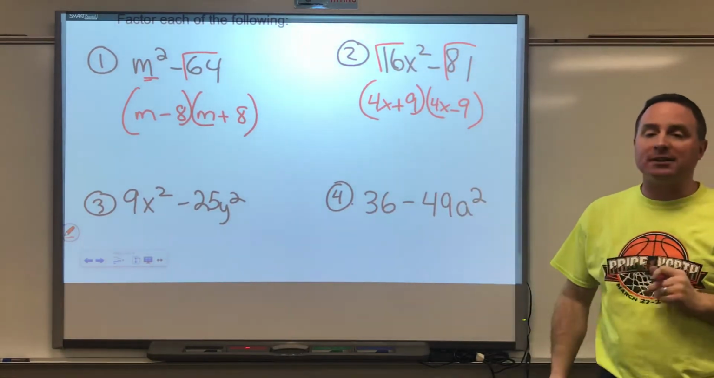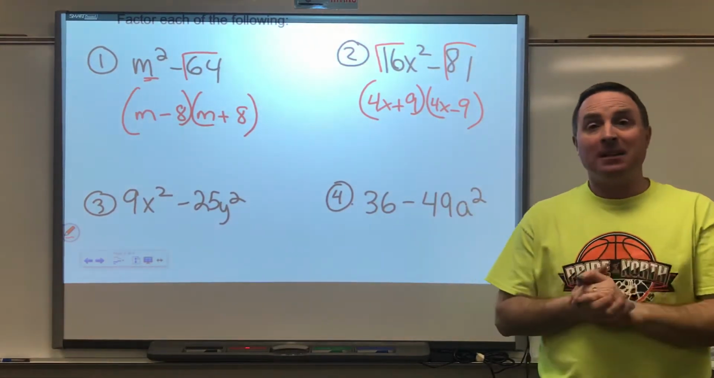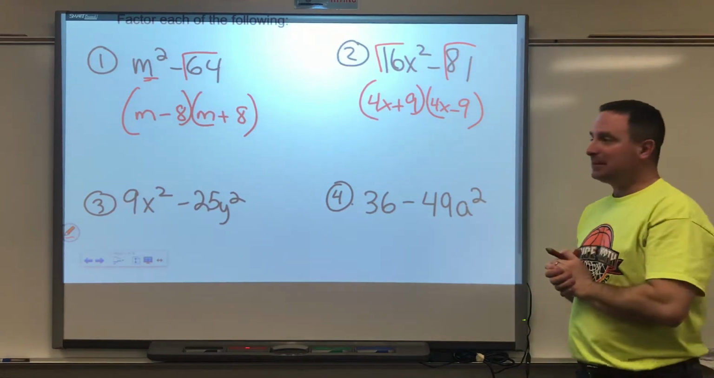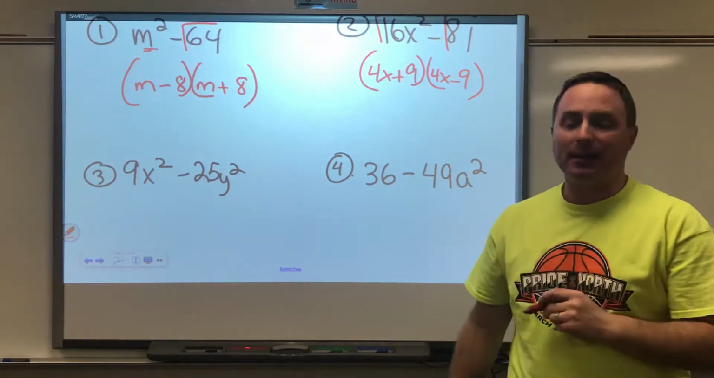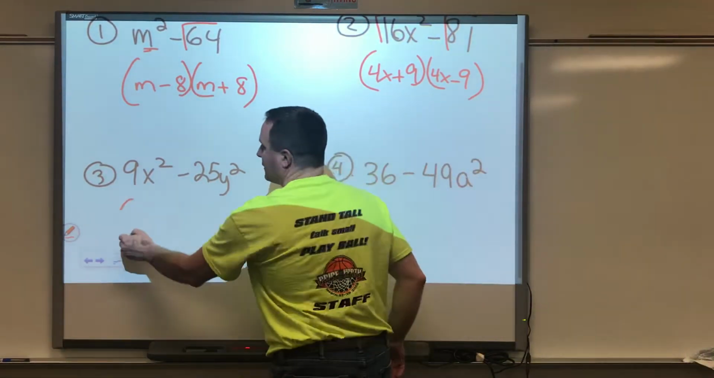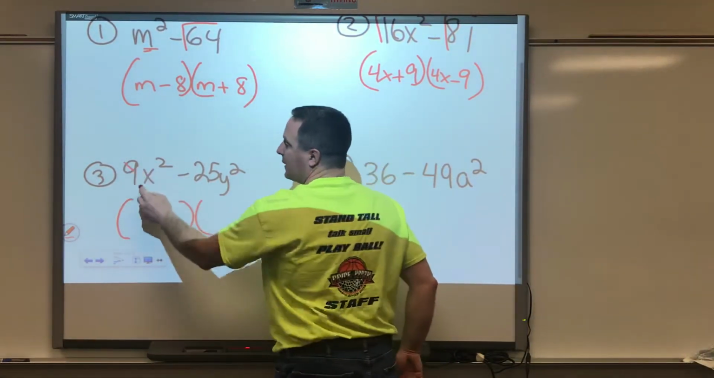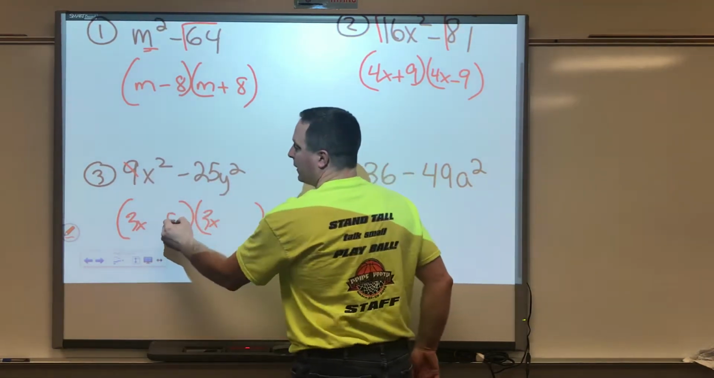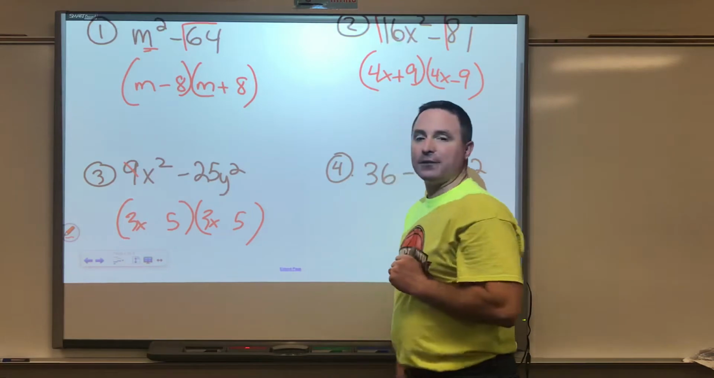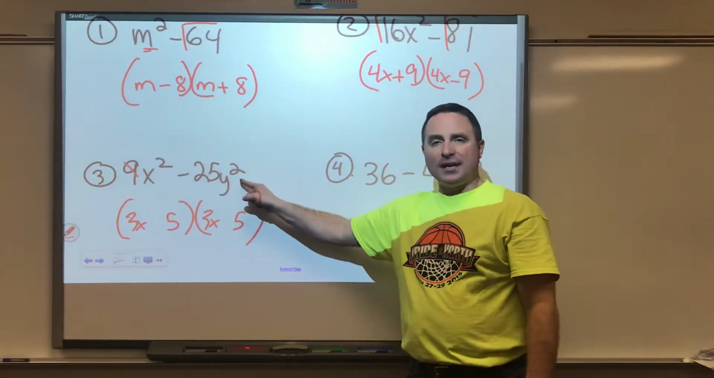A 4x plus 9 and a 4x minus 9. Okay? So again, the factoring today should be kind of nice. How about these two down here at the bottom? If I was to do my two parentheses, the square root of 9 is 3x and 3x. The square root of 25 is 5, 5 and 5. And can you have a y squared at the back end?